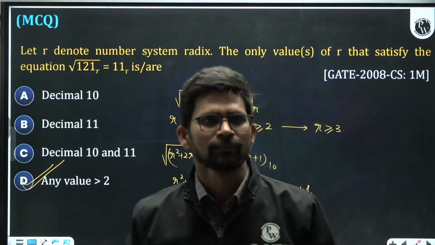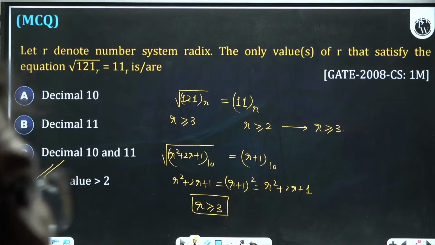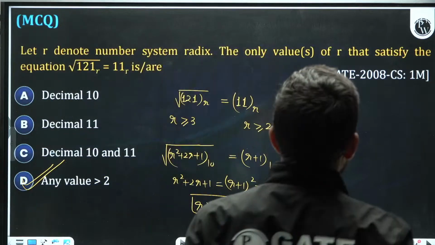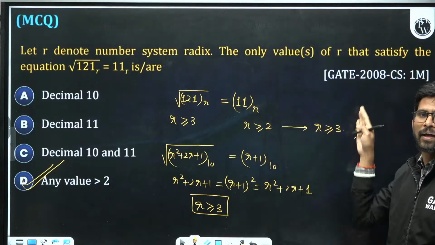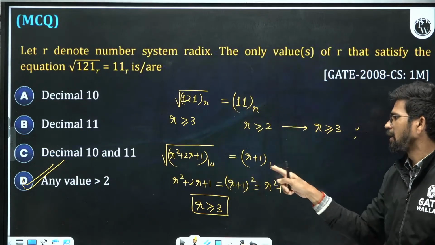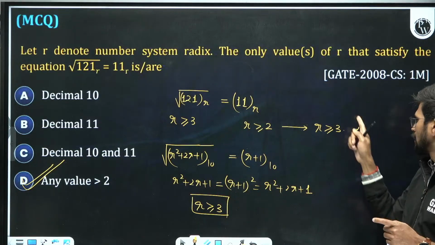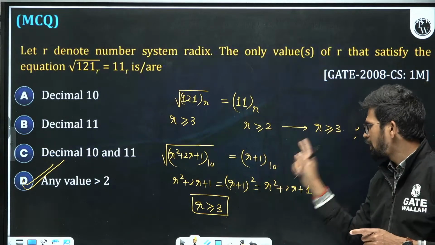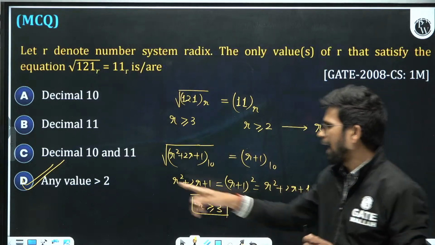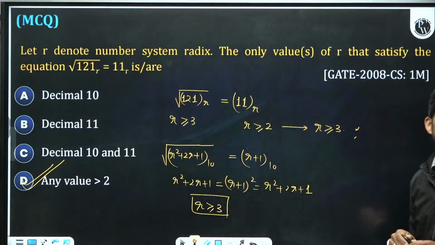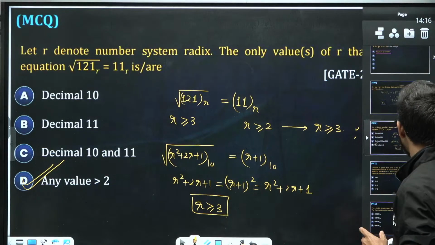Okay, clear? Please tell me. Okay. This is a very beautiful question. So firstly, the number should be a valid number, and then this relation should be satisfied. And this relation is satisfied for any value of R, and R must be greater than or equal to 3. So these two conditions merged together will result in R greater than or equal to 3. So the answer is D. Not C, not A. This is a very, very beautiful question. One of the very best questions.